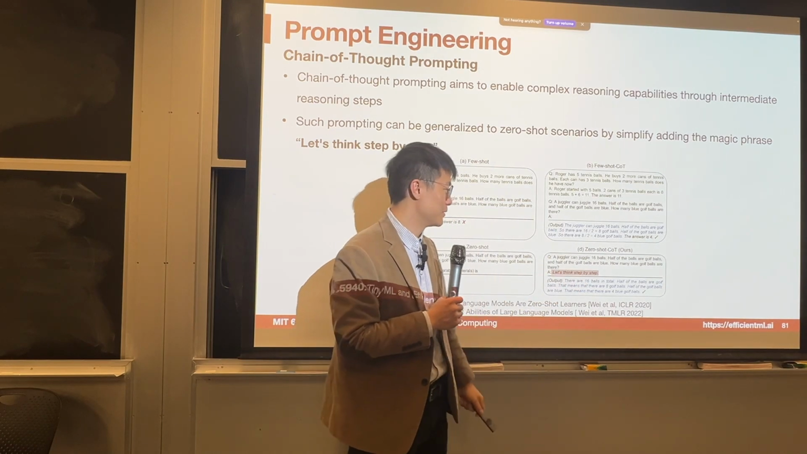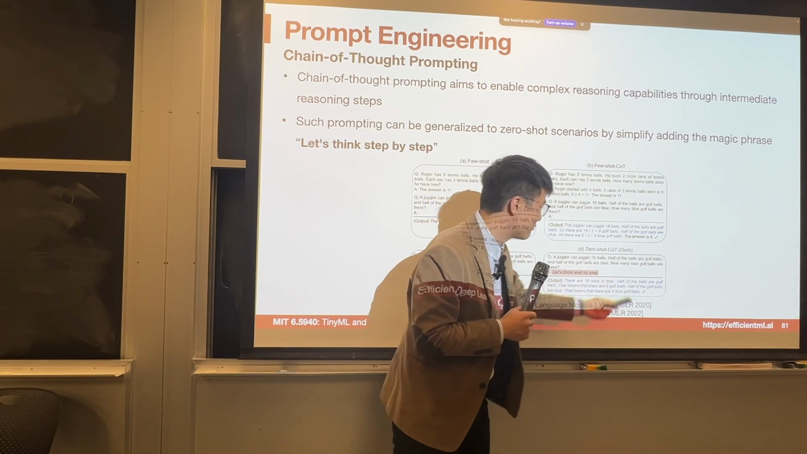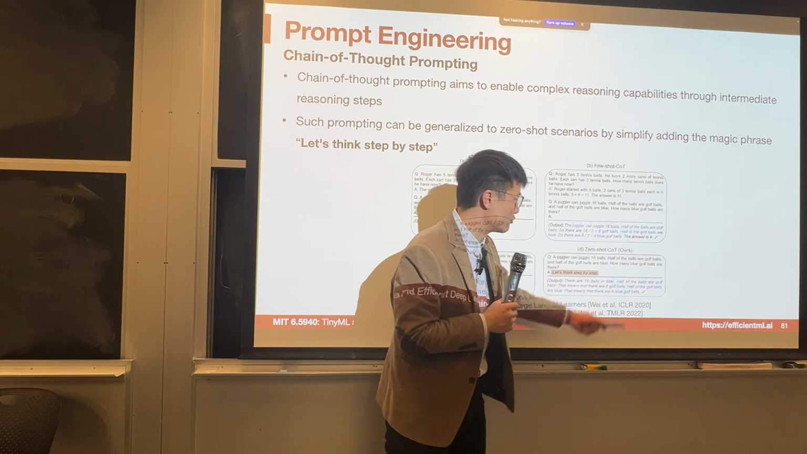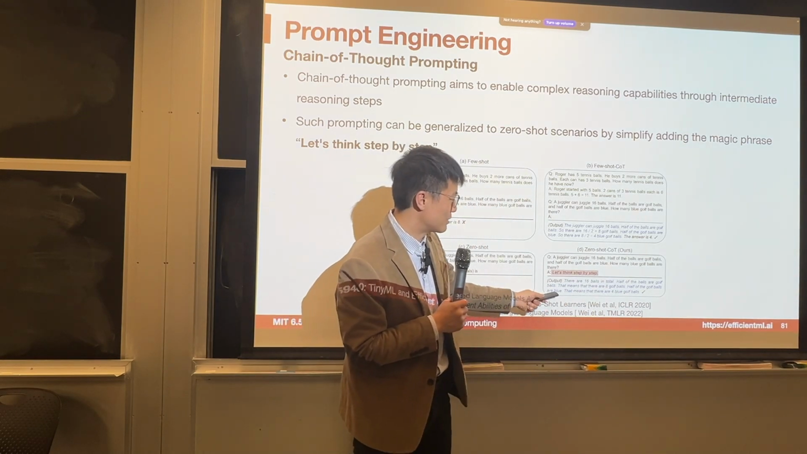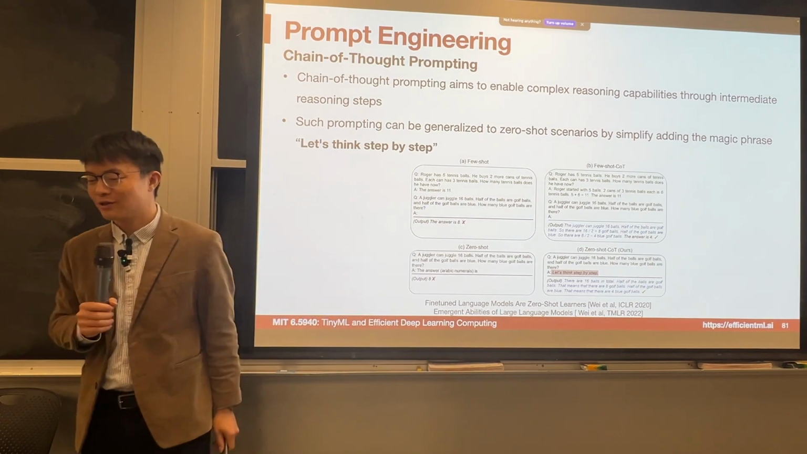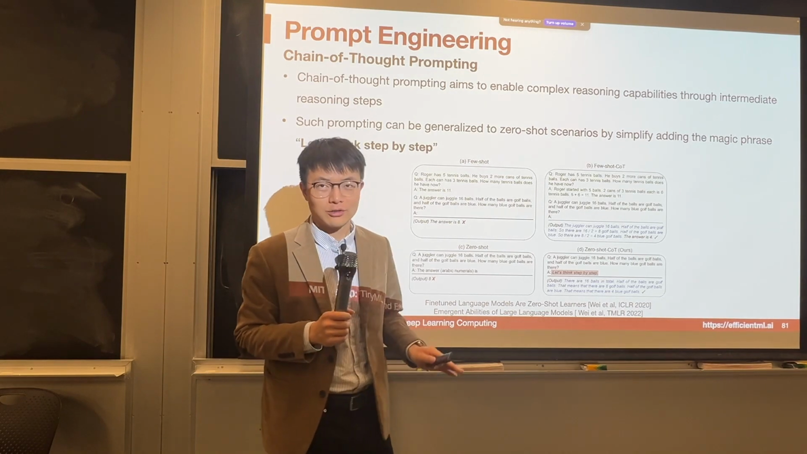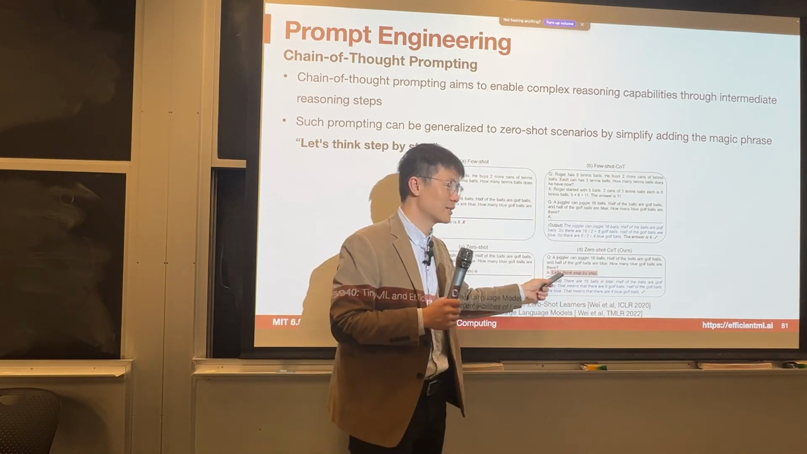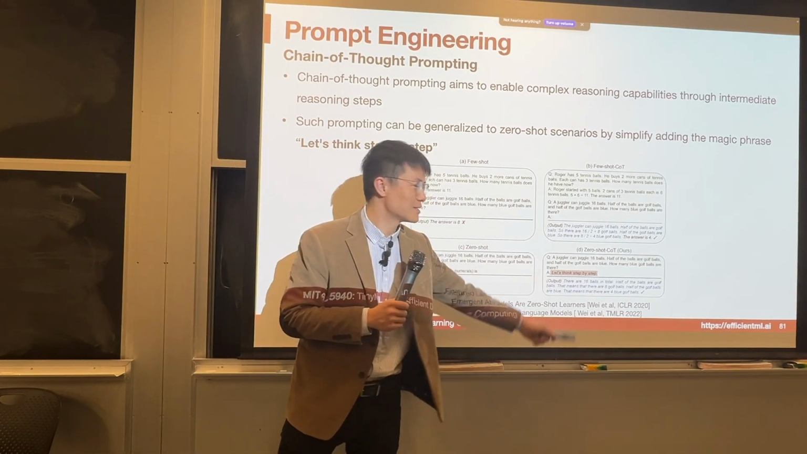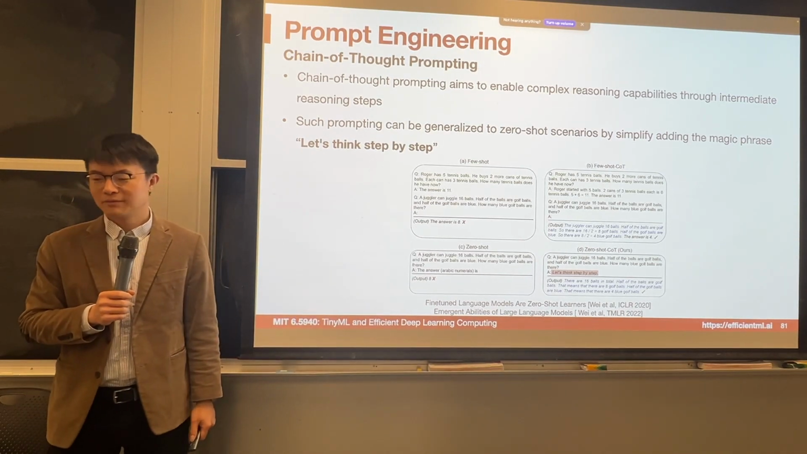But when we add this magic sentence, "let's think step by step," the prompt is going to give the output. There are 16 balls in total. Half of the balls are golf balls. That means there are 8 golf balls. Half of the golf balls are blue, which means we have 4 blue golf balls. Nothing has changed. We are not giving any more shots or context, just adding this one more sentence in the prompt, "let's think step by step," and it's going to get a much more accurate result.